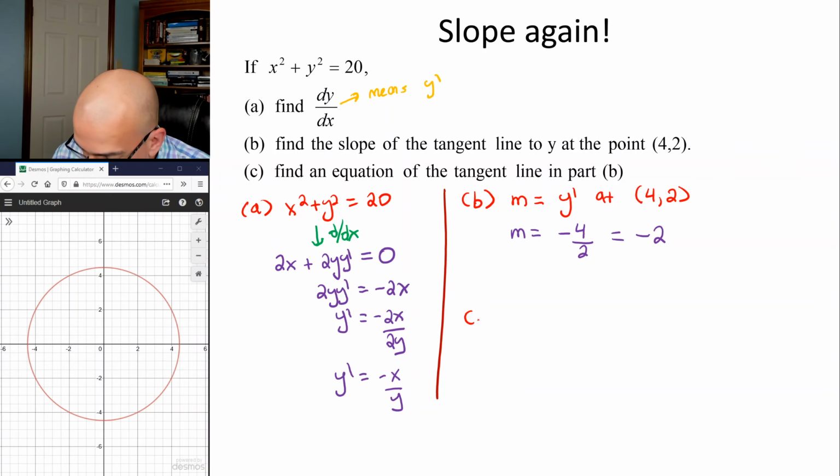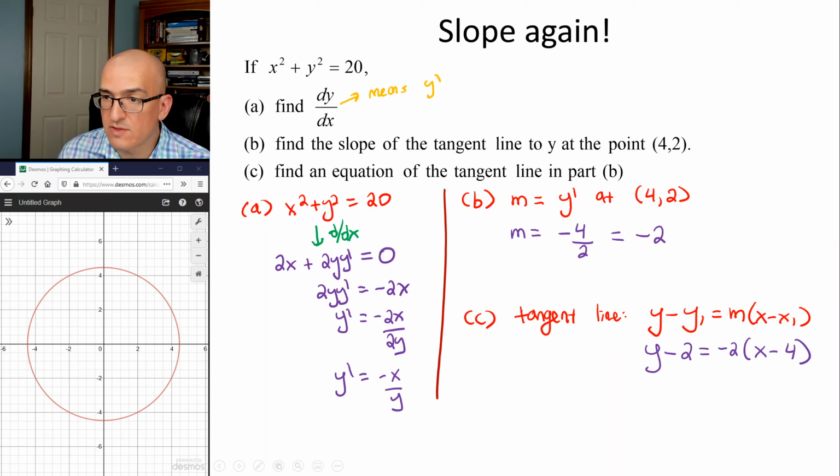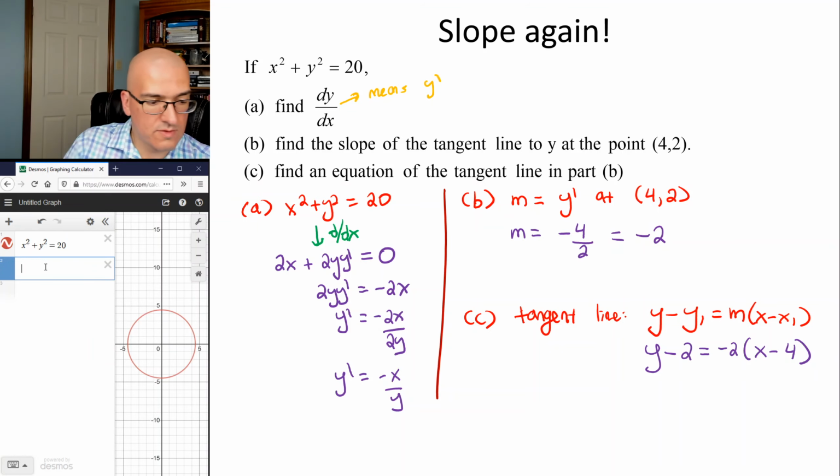And then part C, our tangent line is an equation of any line. Y minus y1 is equal to m times x minus x1. So with the information we have, y minus the y coordinate of the point that's given, so y minus 2, is equal to m, which is negative 2, times x minus 4. I'm going to graph that line in the same graph with the circle, just so you can see what's going on. Y minus 2 equals negative 2 times x minus 4.